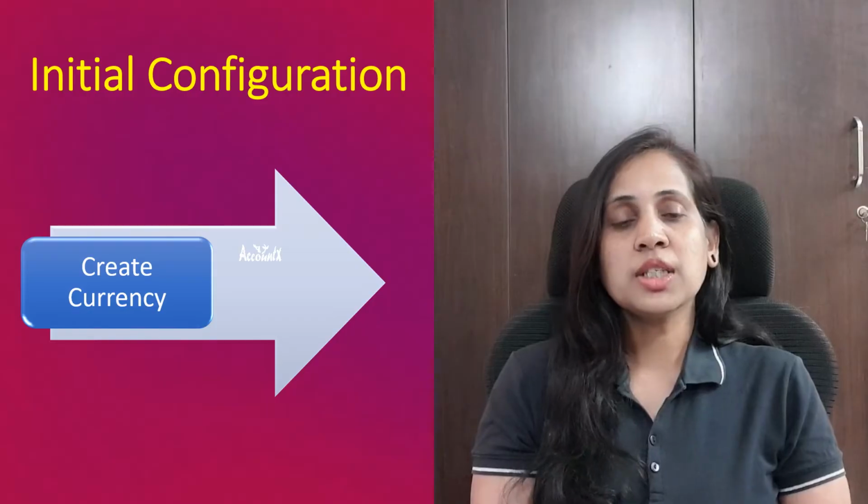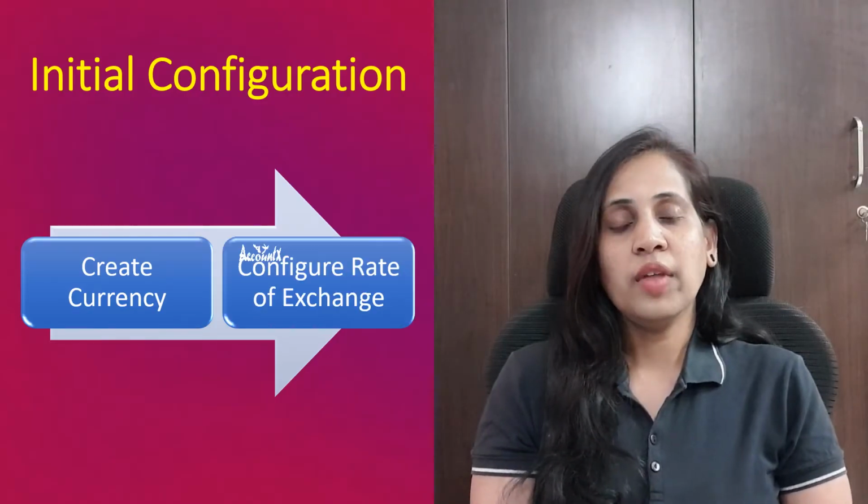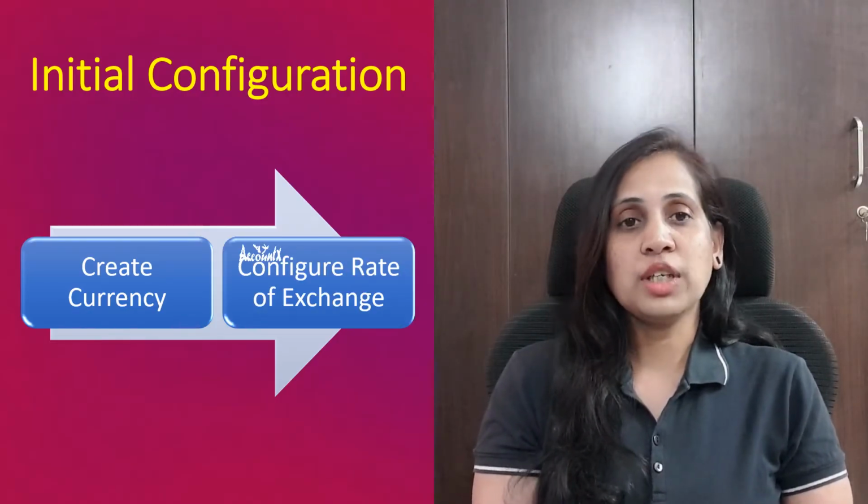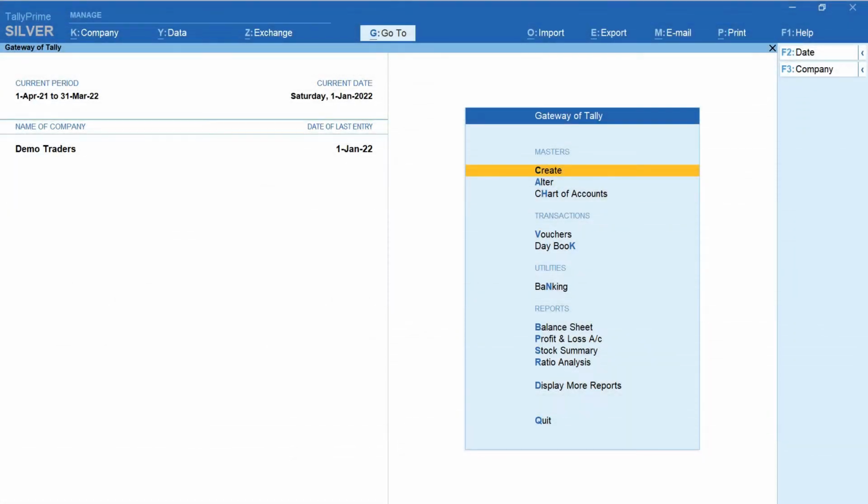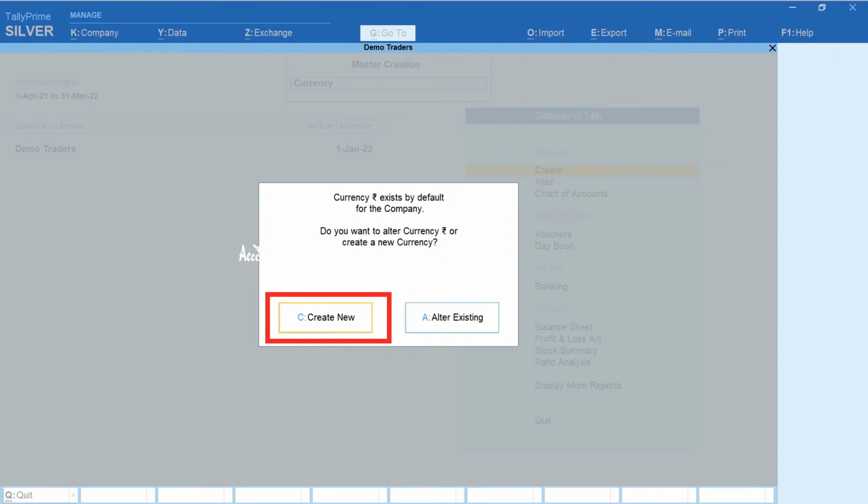In the initial configuration, we have two steps. First, we have to create currency. Then we need to configure rate of exchange. To create currency, which is US dollar here, let's navigate to Tally. From gateway of Tally, select Create, Currency, Create New.